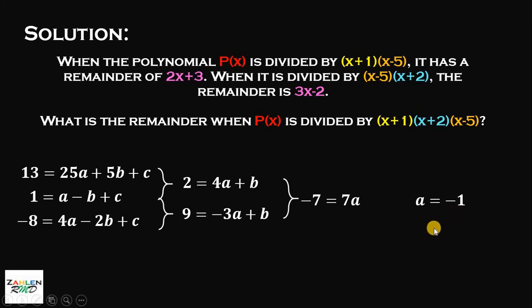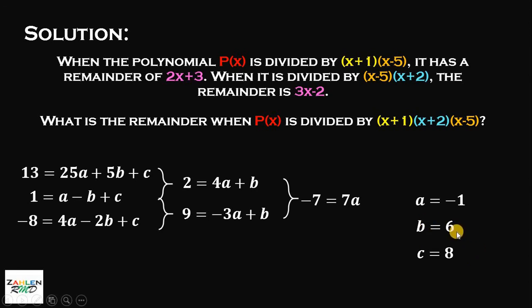Now to solve for the value of b, we will use these two equations. And if we do that, we will get b equals 6. Now to solve for the value of c, we will use these three equations. Now if we use either of the three, we will get c equals 8. Now we have the value of a, which is negative 1, b equals 6, and c equals 8.